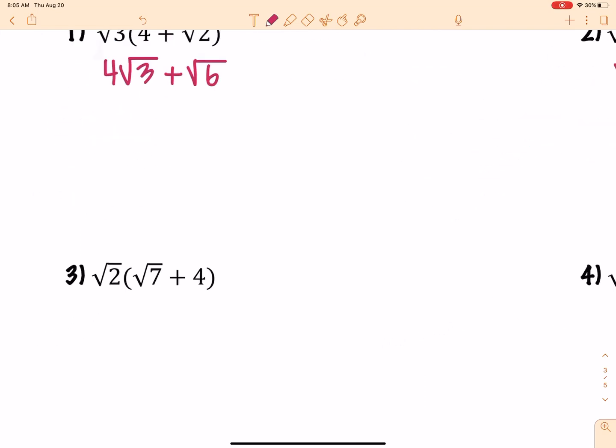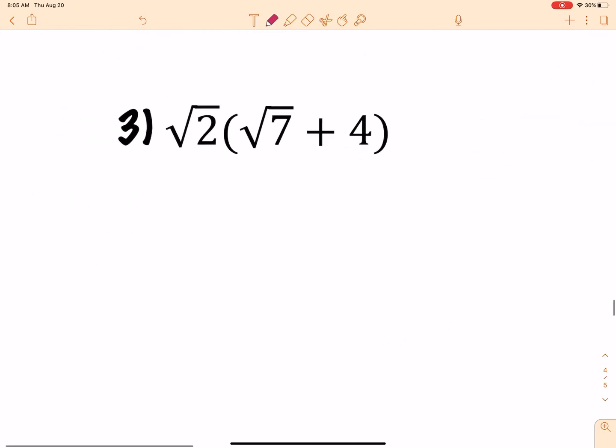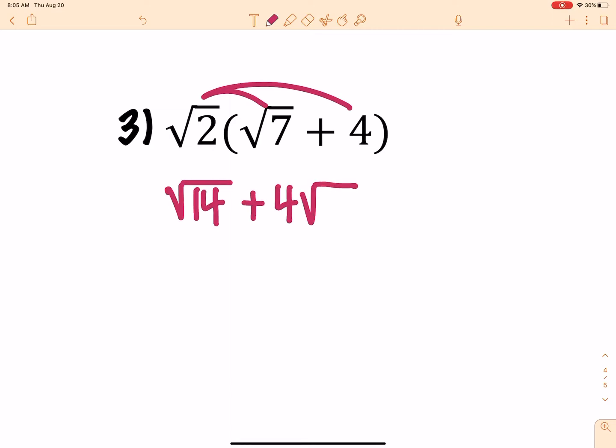So I'll just do one more because these are a little simple. So square root of 14 plus 4 rad 2.